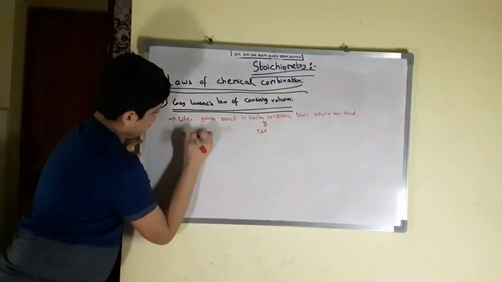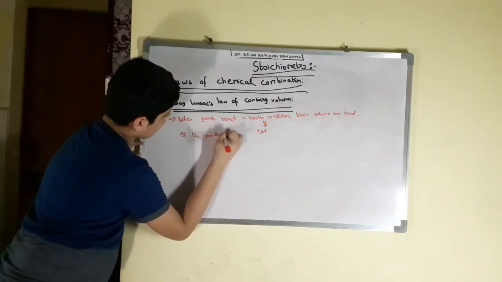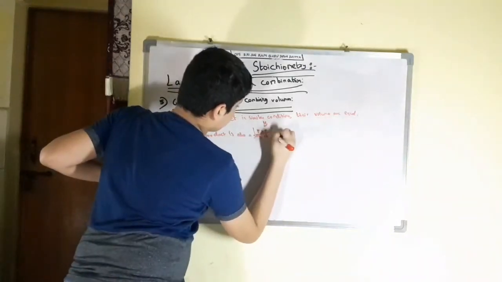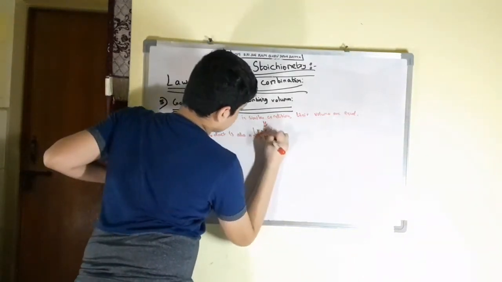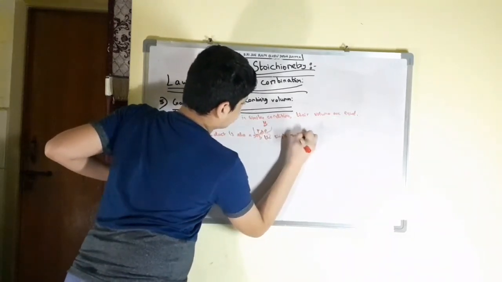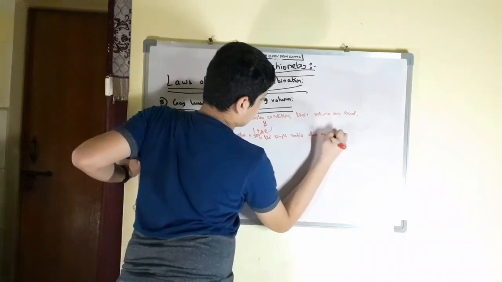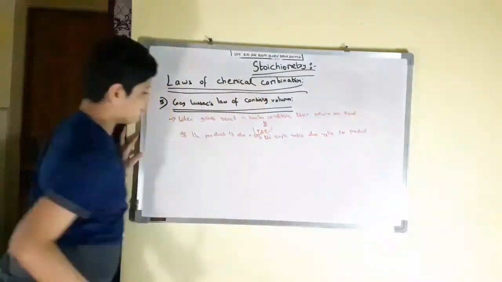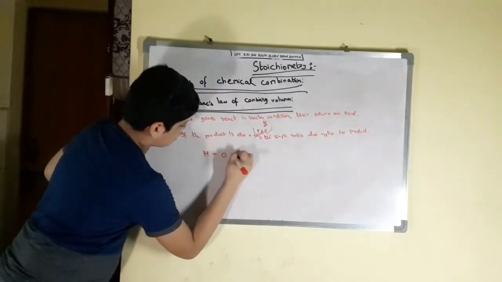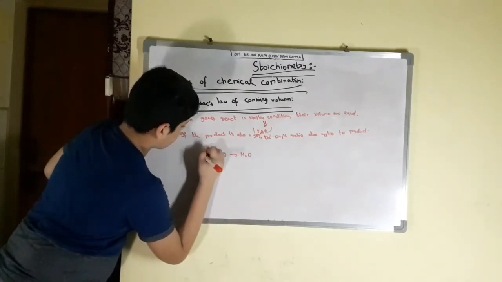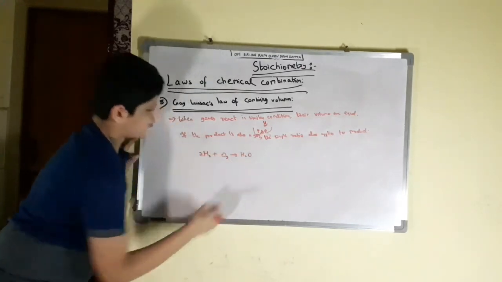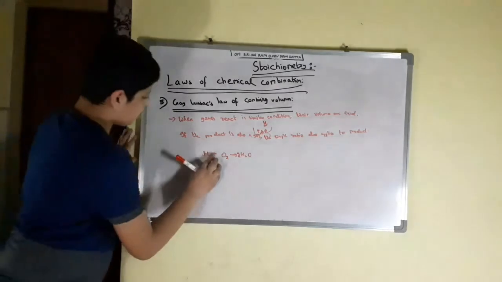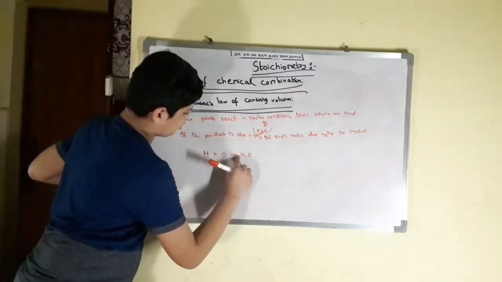And if the product is also a gas, the simple whole number ratio also applies for the product. For example, hydrogen plus oxygen gives rise to H2O. Okay, this is a balanced reaction, but we are ignoring all this right now because you can balance it in the exam. I am not balancing it right now.